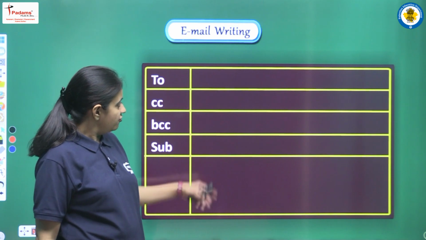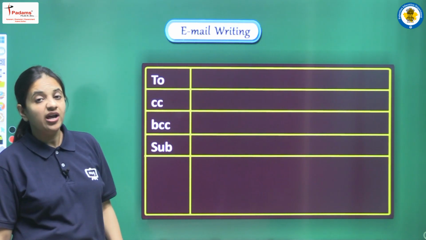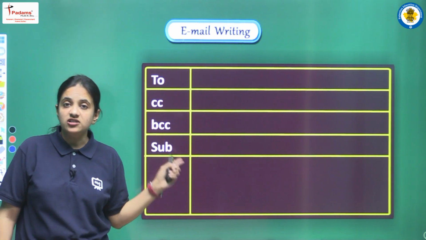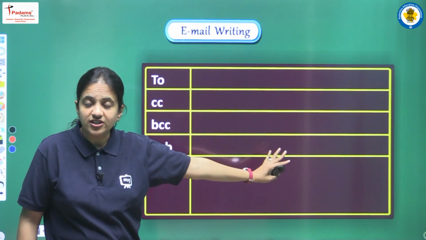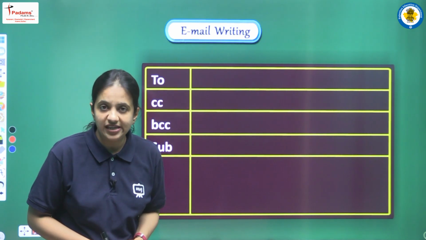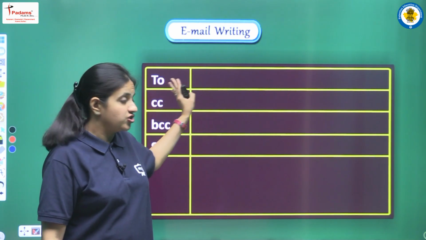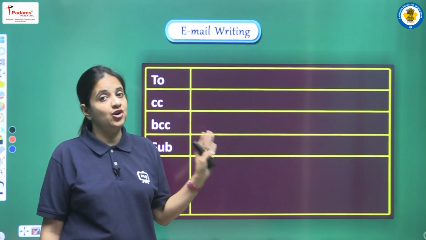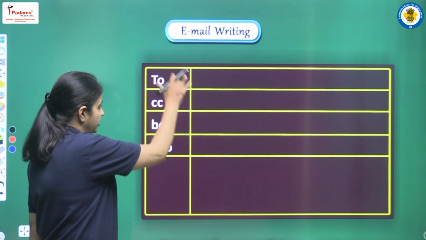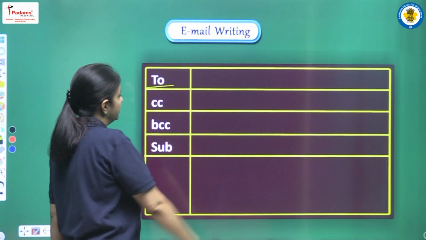So students, first of all we are having the basic structure of the email. Now you have to listen carefully because you have to draw the same structure in your examination when you write one email. So this structure should be very much clear in your mind. Here you all can see that we are having these columns. The first one is To.